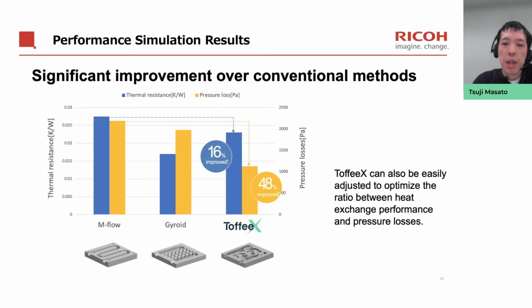Both the gyroid structure and the topology optimized structure by ToffeeX significantly outperform the M-flow path. In particular, the structure from ToffeeX shows significant improvement, with a reduction in pressure losses of 48%. ToffeeX can also easily adjust the optimization ratio between heat exchange performance and pressure losses, so we can realize optimized designs tailored to various requirements from our customers.